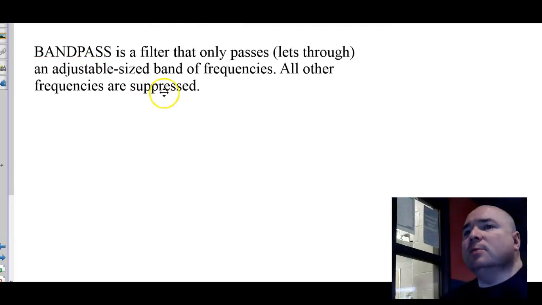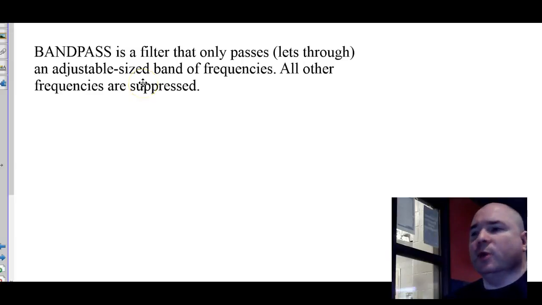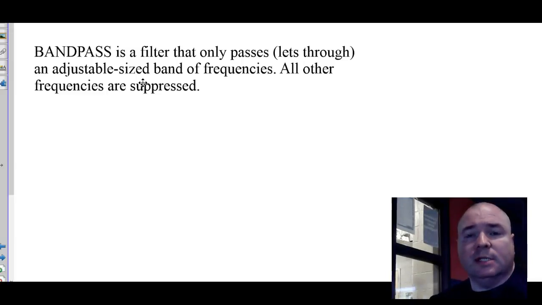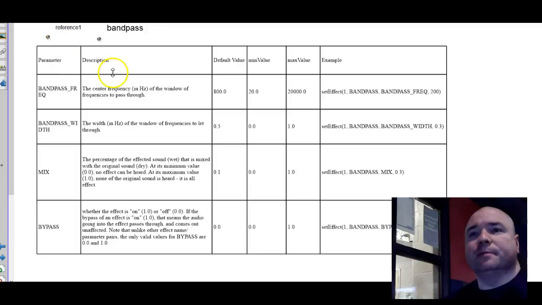It lets an adjustable size band of frequencies, and all other frequencies are suppressed. So what that means is you're going to have a low frequency. Let's say you want to get all the bass frequencies. You can choose that as your center frequency, your low bass frequencies. And then you can choose a size of the frequencies that you're going to let through. How much of that range around the low are you going to let through? And then it will only play that part of the frequency. So let's take a look at the parameters.